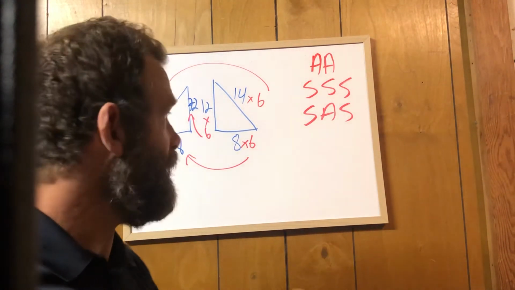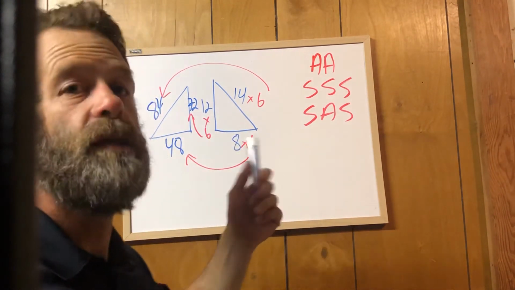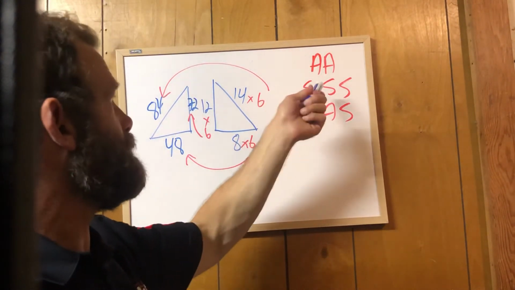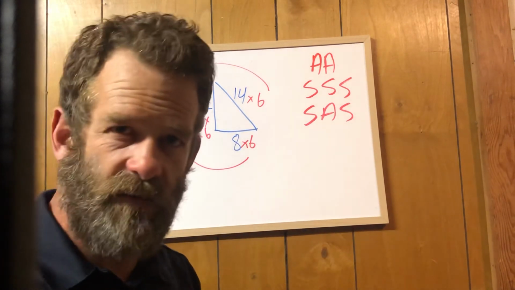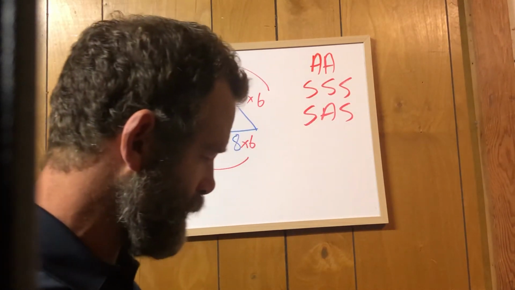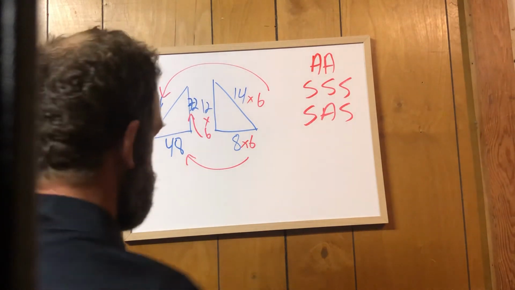So the question is, are they similar? The answer is yes, by side, side, side. Because if they had the same scale factor, you can set them up as a proportion. Now there's two more.